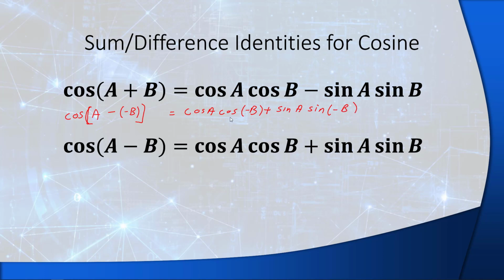Well, cosine is an even function, and cosine of negative b is going to be equal to the cosine of b. So this becomes cosine a times cosine b. However, sine is an odd function, so sine of negative b is going to be equal to negative sine of b, and this becomes sine of a times sine of b, with a negative sign right here. So that's how they come about.